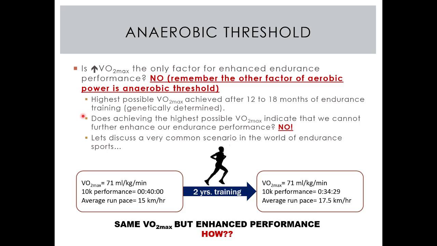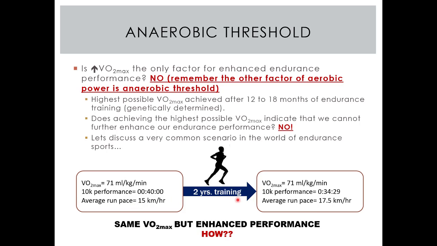So does achieving the highest possible VO2 max indicate that you cannot further enhance endurance performance? No, not at all. So let's discuss this concept by using this example here, which represents a very common scenario in the world of elite endurance sports. So here we have an endurance elite athlete who is pretty much well trained. And this athlete runs the 10K. Now we see before starting his 2-year training program, his VO2 max was at 71 milliliters of oxygen per kilogram of body weight per minute. His 10K time / performance was 40 minutes. And his average run pace or workload was 15 kilometers per hour.